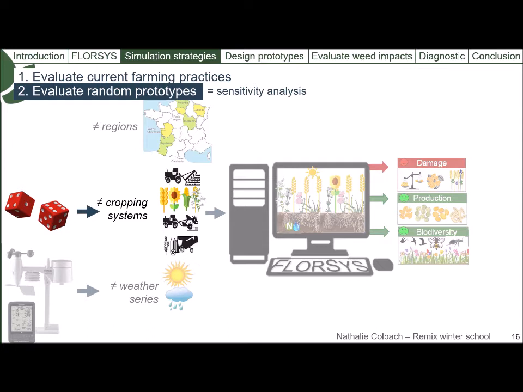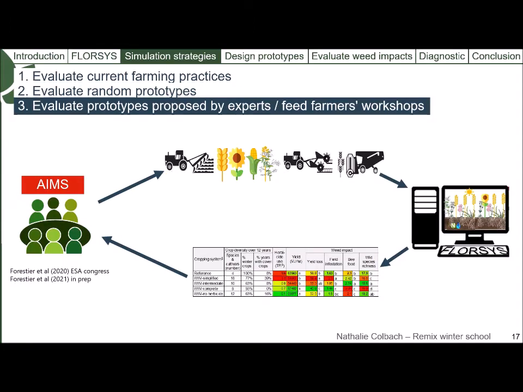However, if we build random cropping systems, they do not necessarily answer to the objectives and constraints that the farmers have. So another way is to work directly with farmers, for instance, in workshops aiming at designing cropping systems. In these workshops, farmers and other experts, such as scientists, first of all, determine the aims and the constraints, and then propose prototypes that should answer to these aims and constraints.